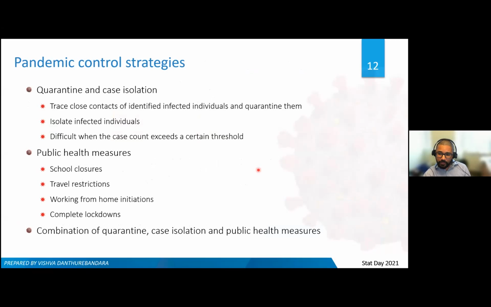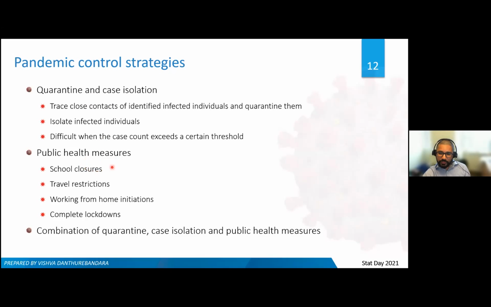The first one is the quarantine and case isolation method. We detect infected individuals, place them in isolation centers, and trace their close contacts and quarantine them. This was Sri Lanka's main focus during the early stages of the pandemic. This sounds simple enough to implement, but it is very challenging in practice. Especially, it becomes very difficult when the case count exceeds a certain limit, because the number of close contacts to trace back and quarantine will rise exponentially. And at one point, the government or the public health system will not have enough workforce to do the job.